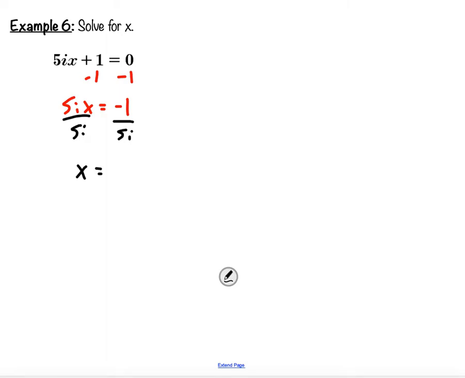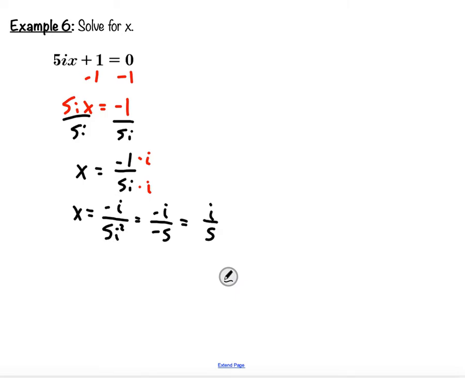So we end up there getting x equals -1 over 5i. The thing here with i's is that we do not leave them down in the denominator, so we're going to have to multiply the numerator and denominator by i. So when we do so, down here in the denominator, we're going to get a 5i squared. i squared has a value of -1. So -1 times 5 down there is a -5. Now I've got a negative divided by a negative there, which is a positive.